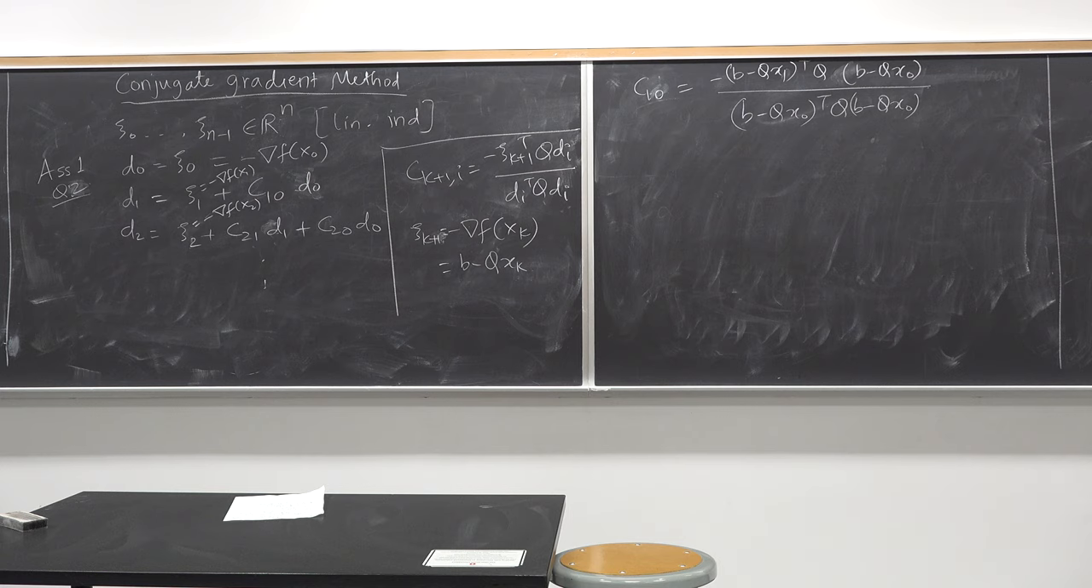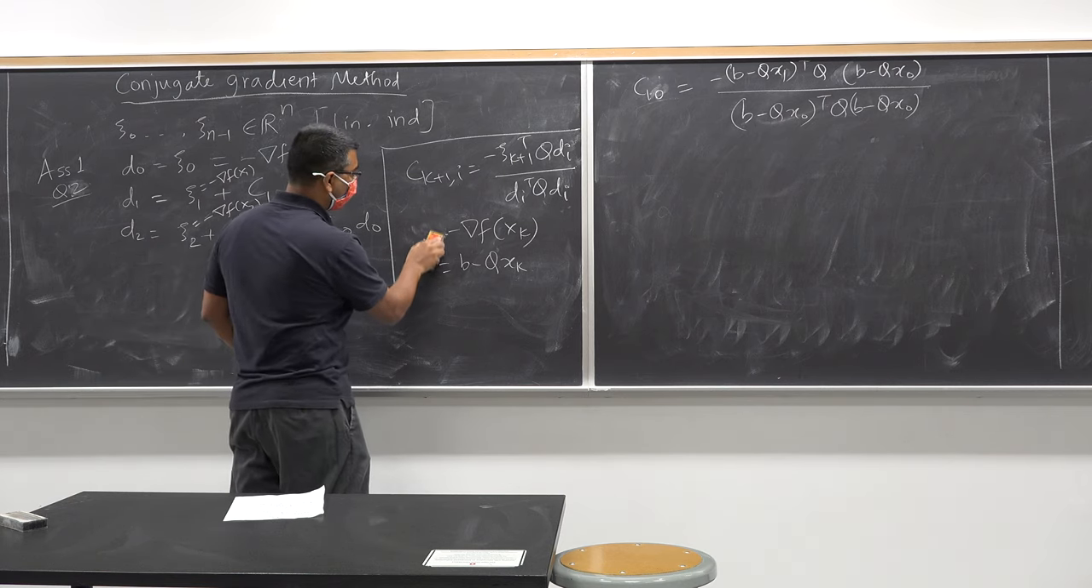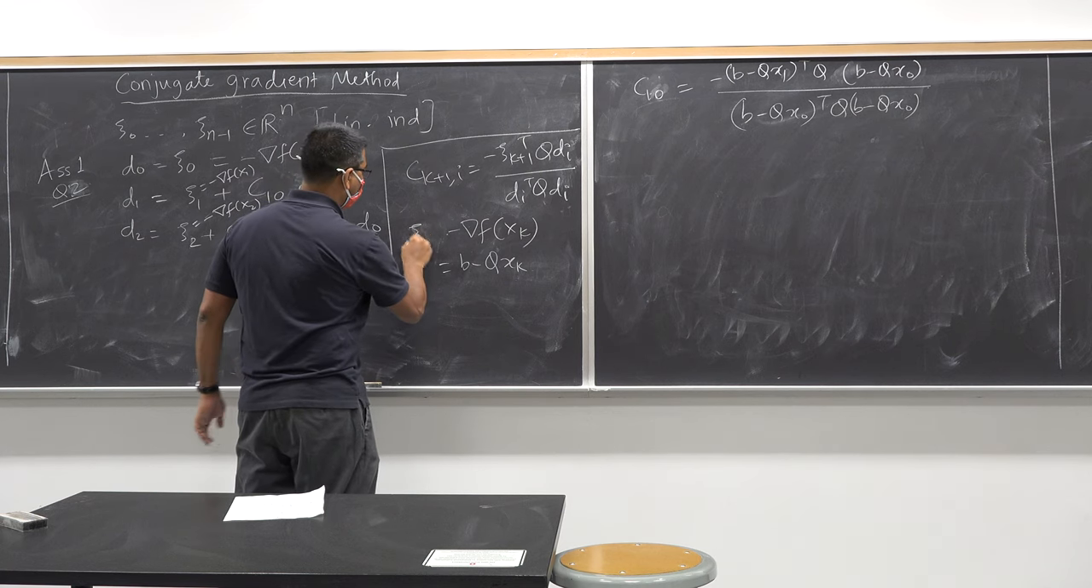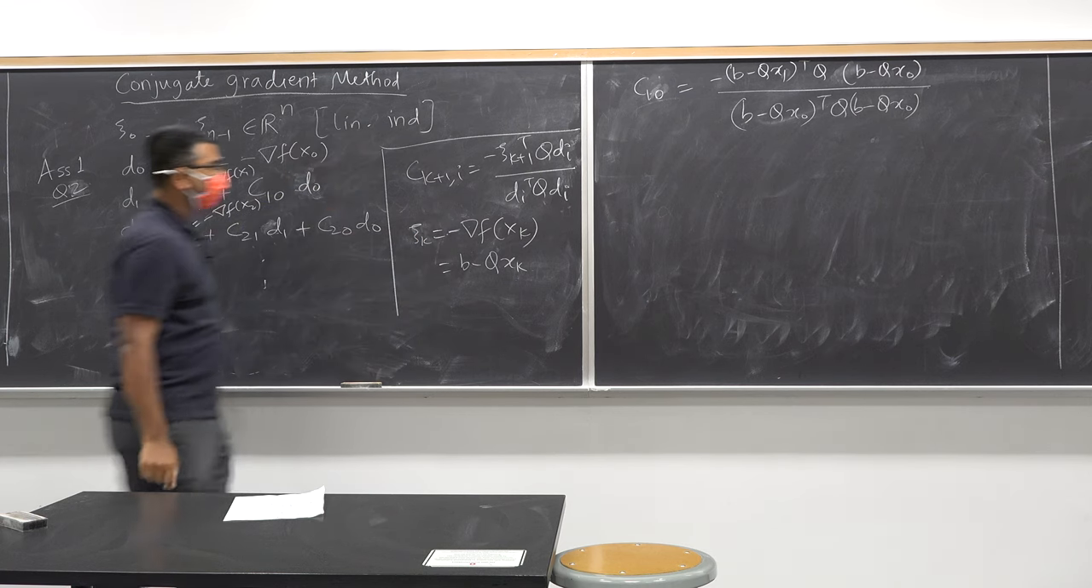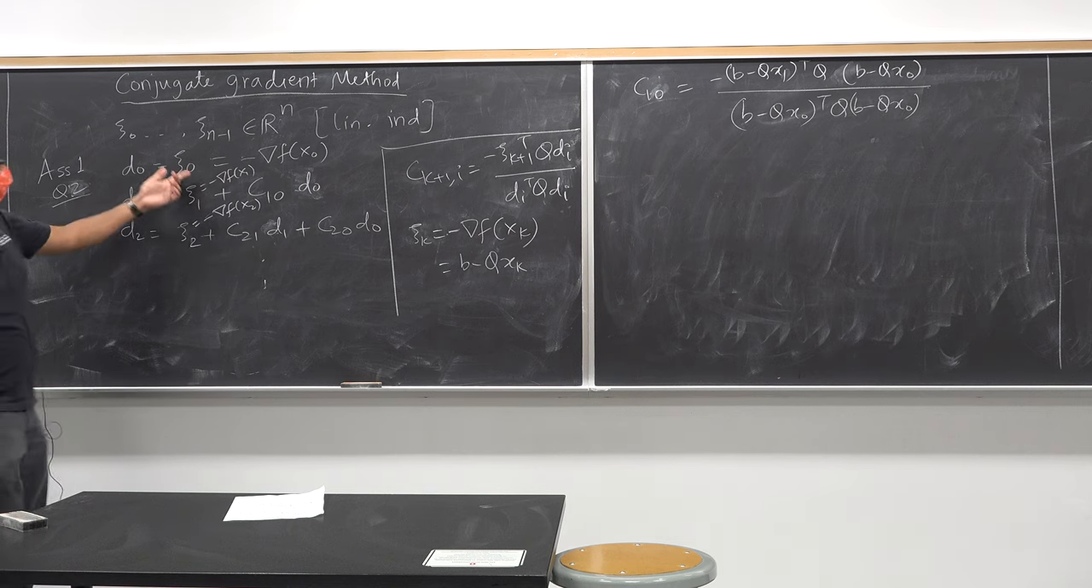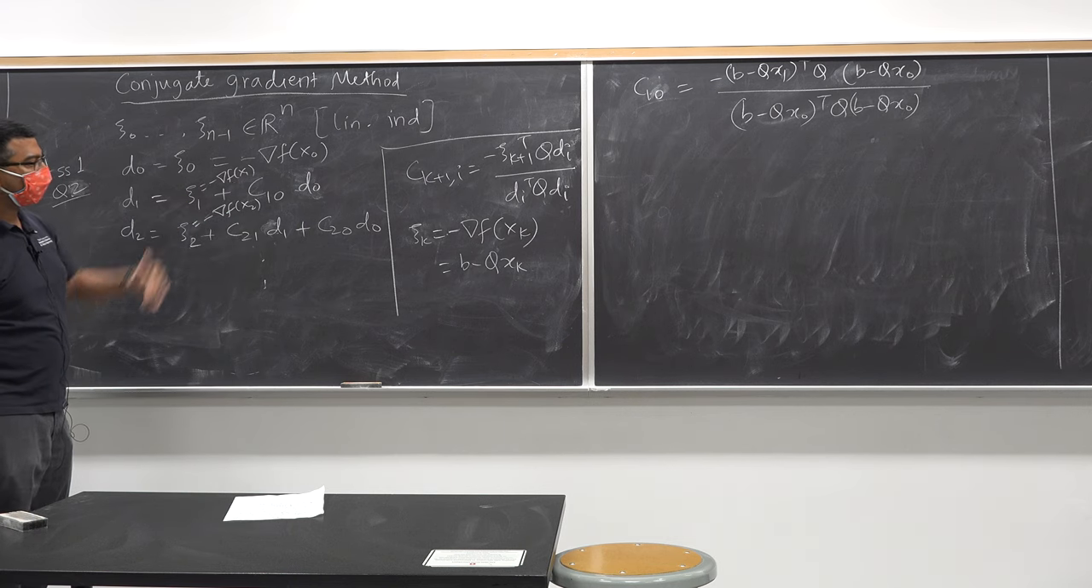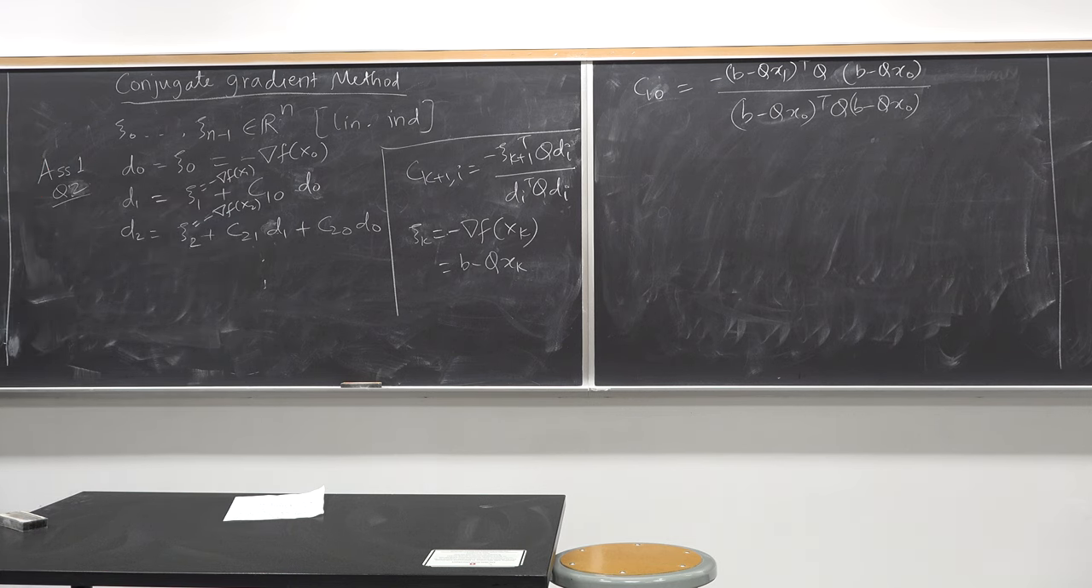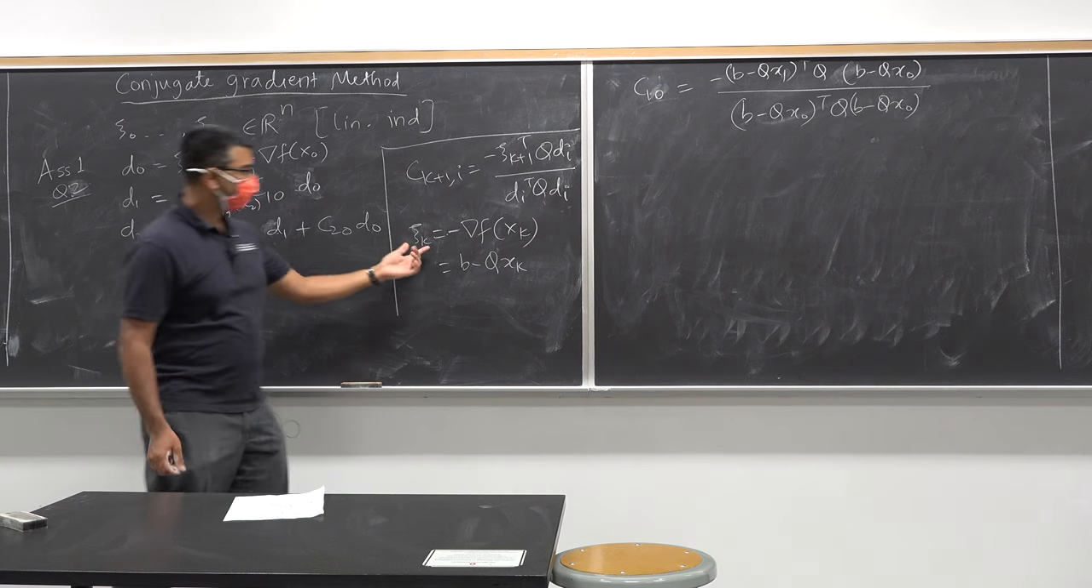So D0 is gradient of FX0, which is fine. And CK is, okay, sorry, it's actually CK. I wrote it wrong in my notes. You are right, thank you. So CK, as we mentioned, is equal to minus gradient of FXK. So please make that correction. This is CK.